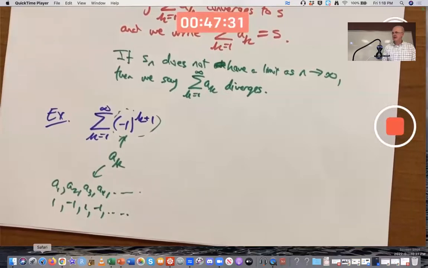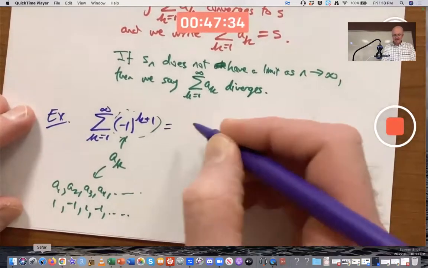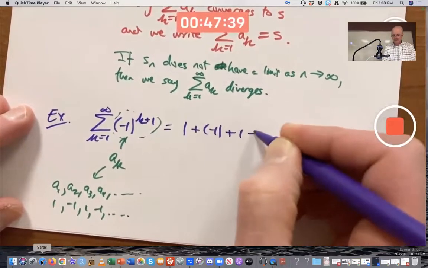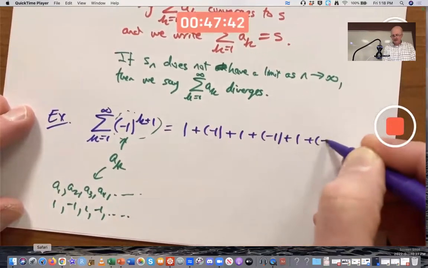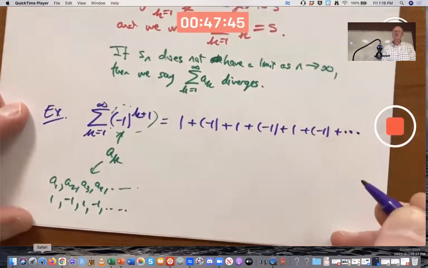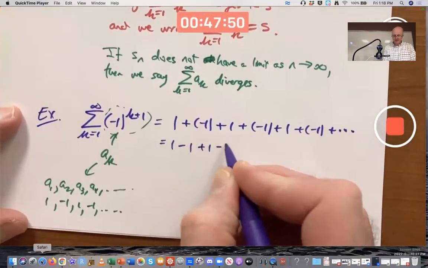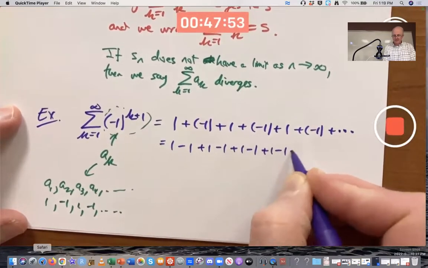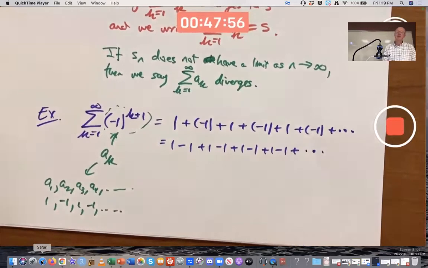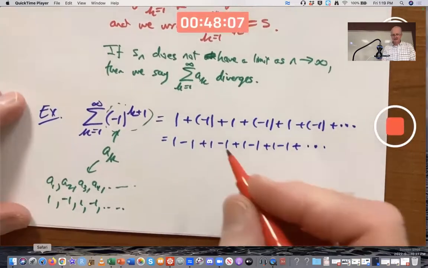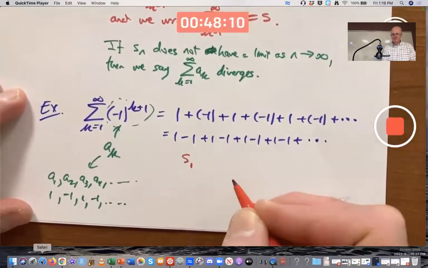What does that mean about the series? Does it mean anything about the series? Well, what is the series? If you write it out without the summation sign, it's 1 plus negative 1 plus 1 plus negative 1 plus 1 plus negative 1 plus dot, dot, dot. Yes, you could write that as 1 minus 1 plus 1 minus 1 plus 1 minus 1 plus 1 minus 1 plus dot, dot, dot. Does that converge? You have to think about the partial sums. This is a must.